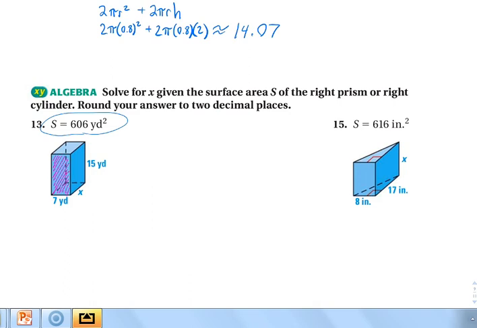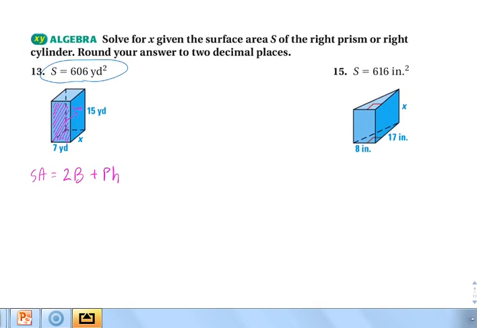So I'm going to choose the front and back to be the bases. When I say surface area is 2B plus Ph, it might look a little different than yours, but you'll still get the same result. Plugging this in, I get that my surface area, 606, is equal to 2 times the area of my base, which is 7 times 15, plus the perimeter of my base, 7 plus 15 plus 7 plus 15, times the corresponding height, the distance between my two bases, which is x.